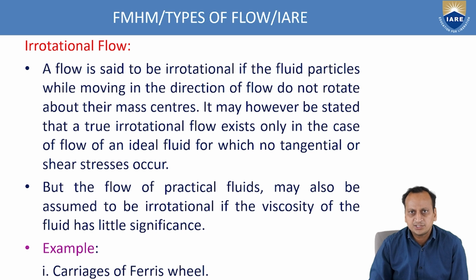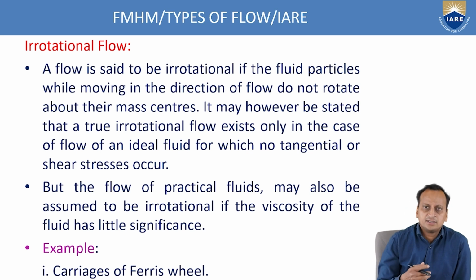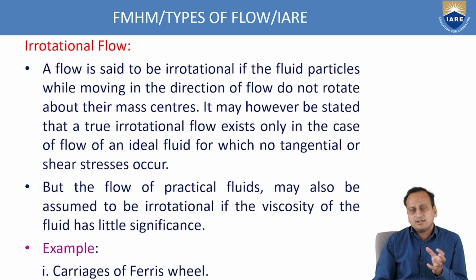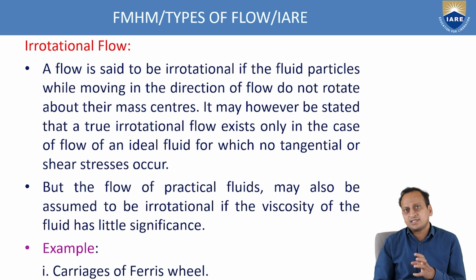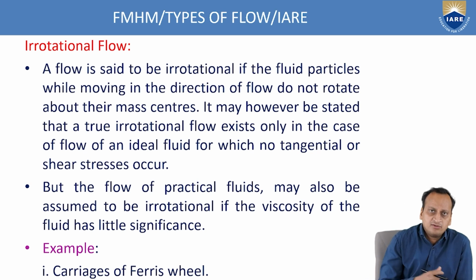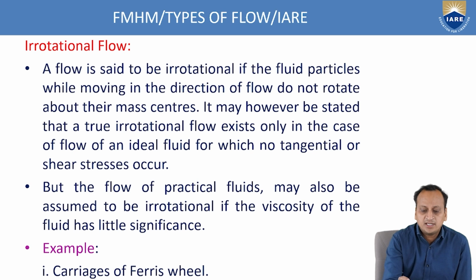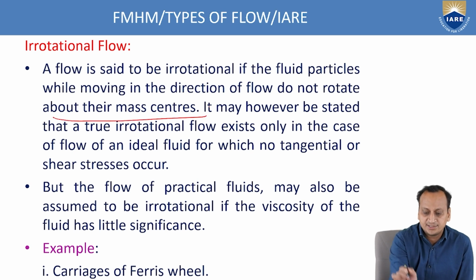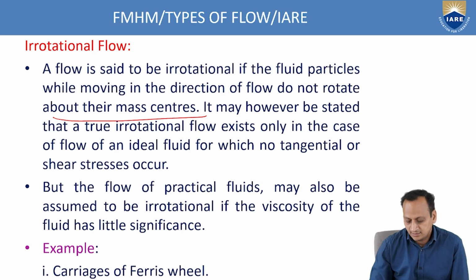In case of irrotational flow, the fluid particles will not rotate about their mass centers. They will be moving over a particular path they will be following, but they will not rotate about their own mass centers. The example is the carriages of a Ferris wheel.